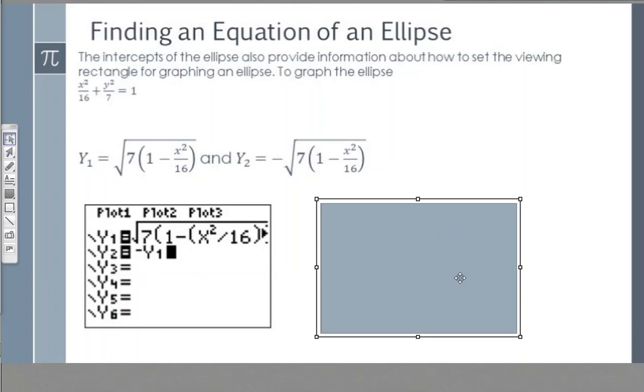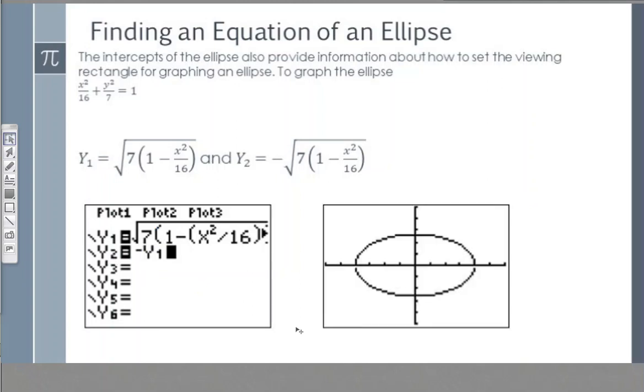Now, if I went and did a trace on this, this would show me my positive, and this would be my negative. And you notice they don't exactly touch at the x-axis, and that's just because it's a calculator. They are touching.